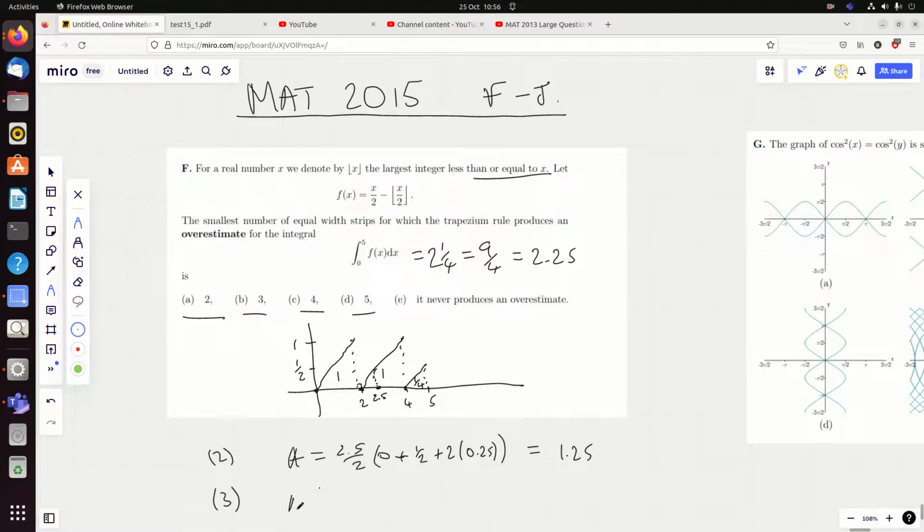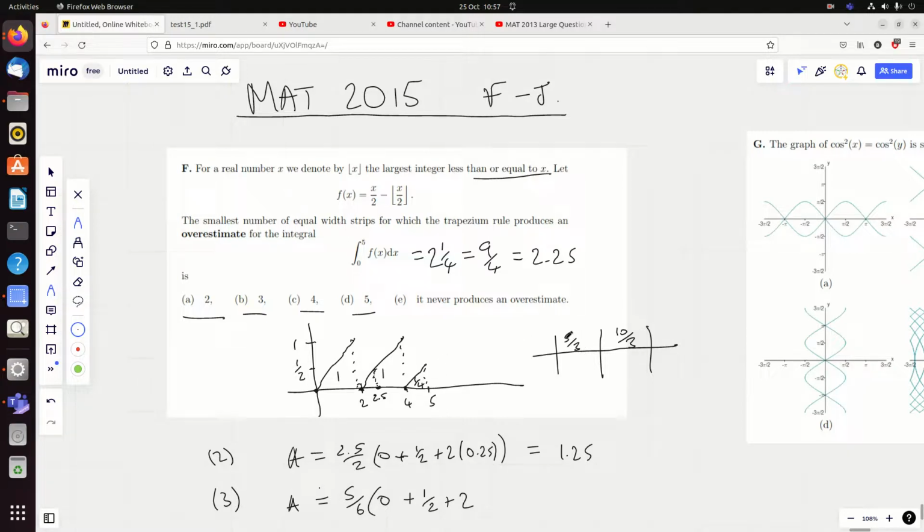But for 3 strips, firstly, I'm going to be doing 5 divided by 3 to find where this is here. That's 5 thirds divided by 2, that's 5/6. And then I've got first term 0 again, last term a half again. They're not going to change, but the middles are going to change here. Now we're going to have to find the y coordinates when x is 5/3 and 10/3, because we're basically going 0, 5/3, 10/3, 15/3, which is where x is 5.